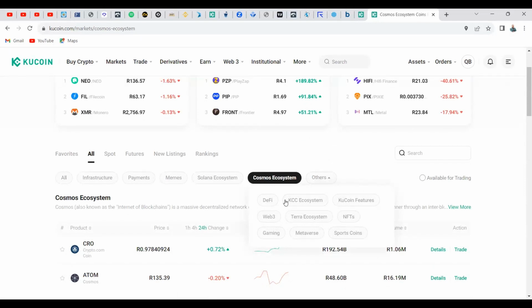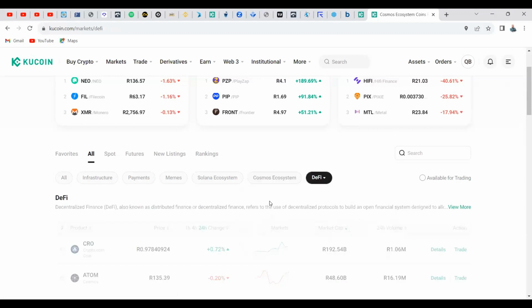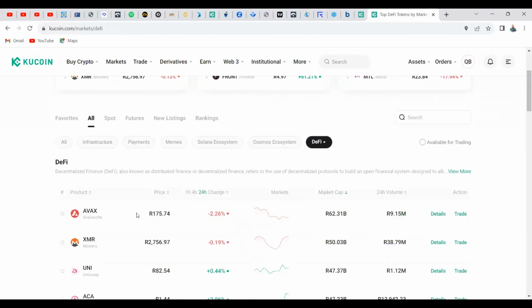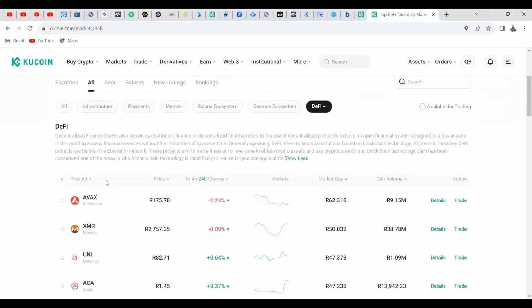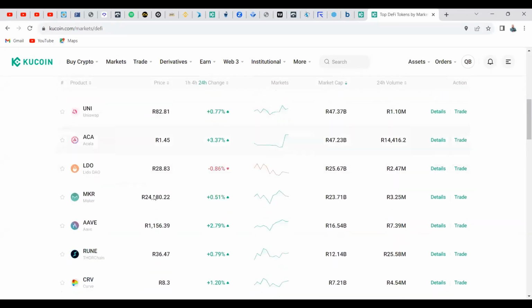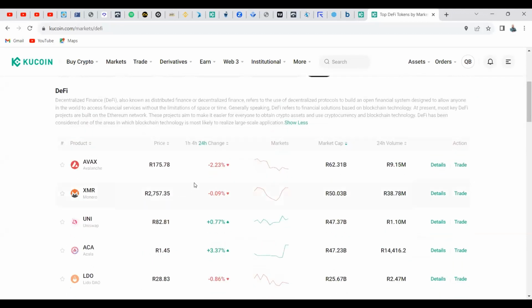So say, for example, now you wanted to look at coins that are DeFi projects. Okay, as you can see over there, it explains what DeFi is. It just gives you a brief explanation of DeFi, to say that decentralized finance, also known as distributed finance, refers to the use of decentralized protocols to build an open financial system designed to allow anyone in the world to access financial services without limitations of space and time.